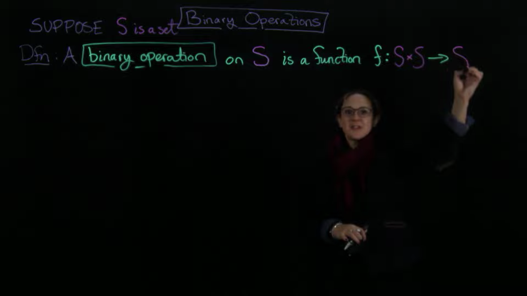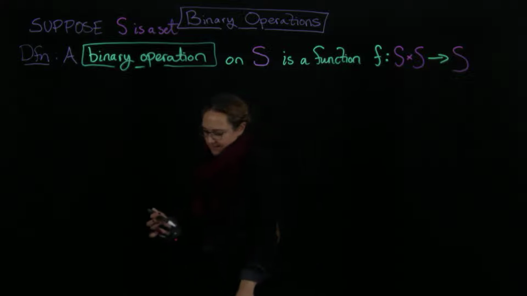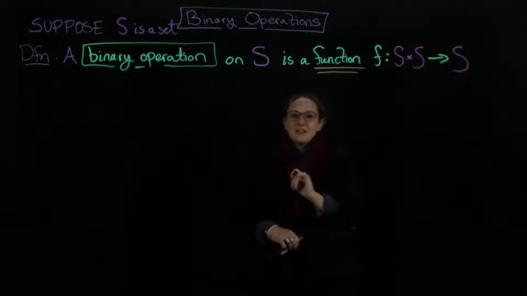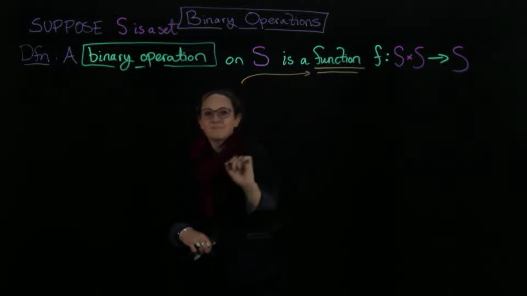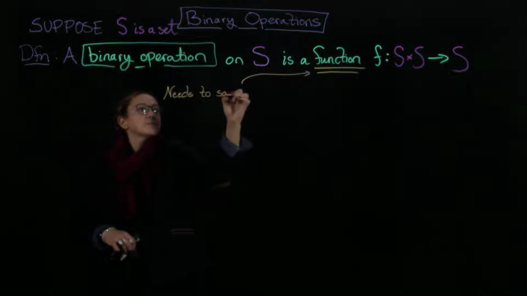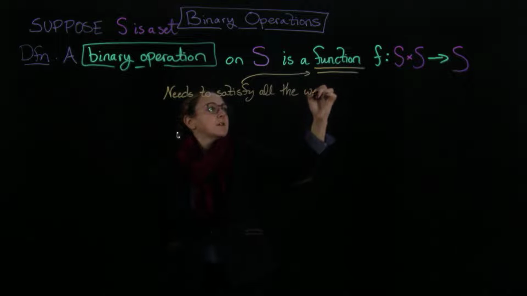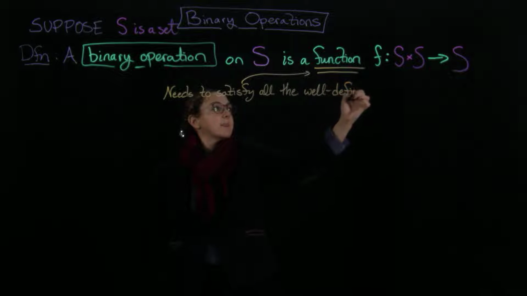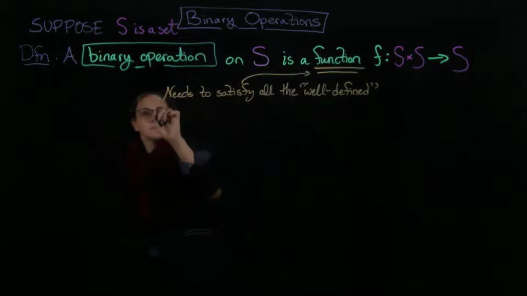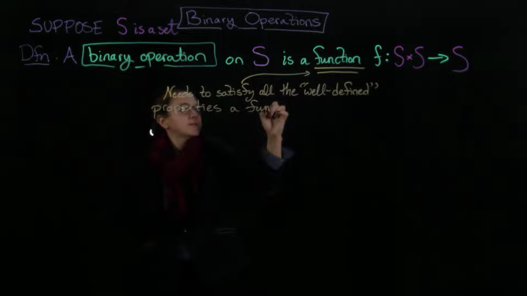Now, it seems like a simple definition, but there's actually a lot to unpack in this definition. So here are a few things to focus in on. I said it has to be a function, right? So it needs to be well defined. So it needs to satisfy all the well-defined properties a function satisfies.